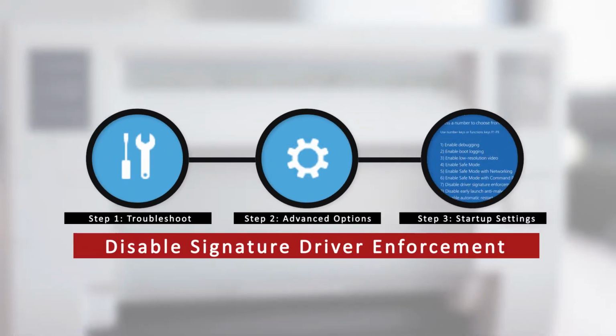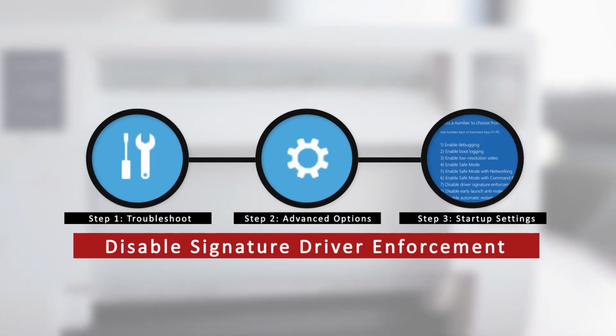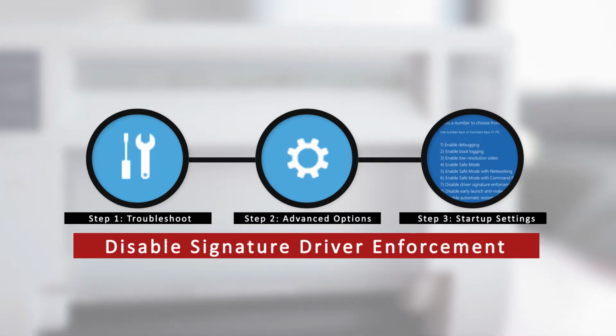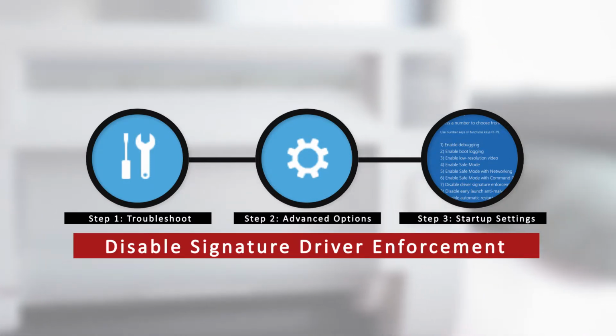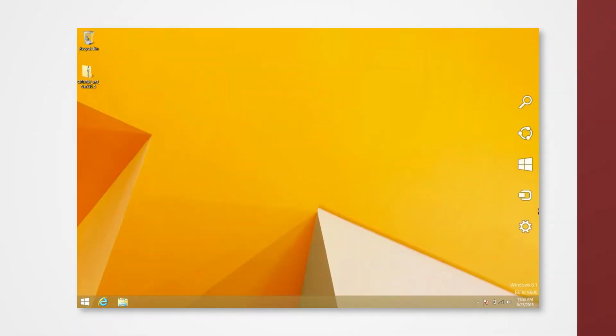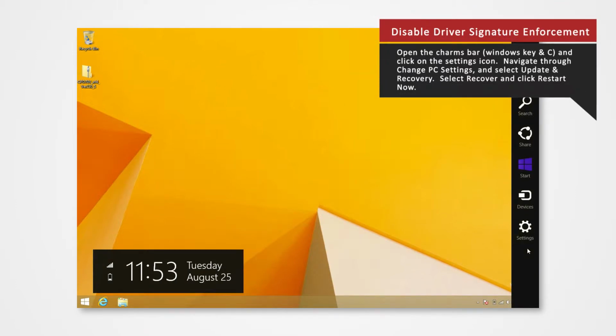We will first need to disable the computer's driver signature verification. This is a Windows security measure. The following steps we provide will allow you to successfully install the driver. To open the Charms bar, press the Windows key and the letter C at the same time on your keyboard.